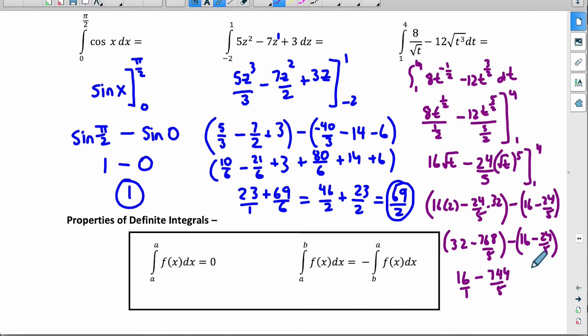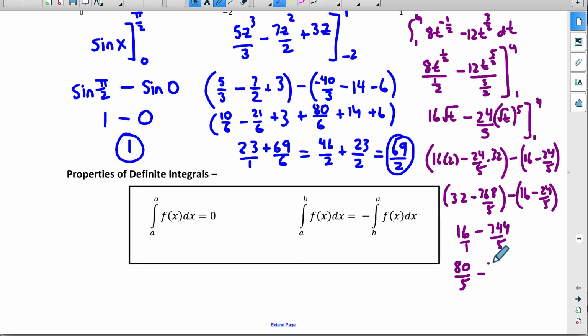Oh man, put this over 1. Get common denominators by multiplying by 5. You get 80 over 5 minus 744 over 5. You're going to get negative 664 over 5.